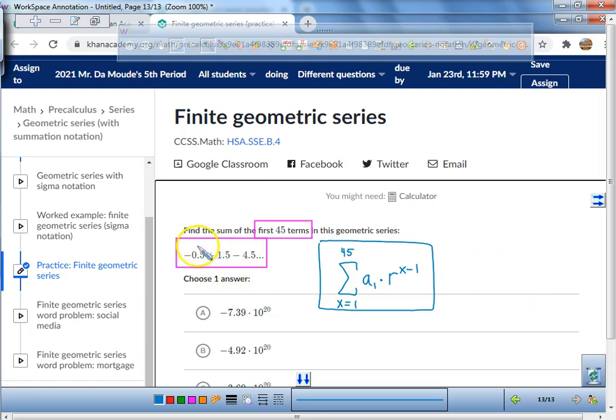So our very first term is this guy right here. I'm going to call that the very first term. So here we go. My very first term is negative 0.5. So x equals 1, put a 45 right there. Now, to find the r value, you have to take one term and divide it by the previous term. So I'm going to take 1.5, and I'm going to divide it by negative 0.5. All right, so that's what I got to do. I'm taking 1.5 and dividing it by negative 0.5.